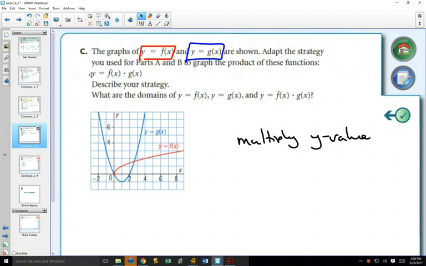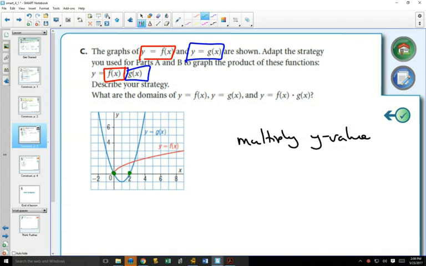0. 0 for either one, right? So if the red graph is 0, 0 times anything will be 0. And if the blue graph is 0, anything times 0 is 0. So as far as drawing our new graph, here is where the red graph, well, and the blue graph is 0. That's going to be 0. Here's where the blue graph is 0. That's going to be 0. Okay? So any place where one of them is 0, it's going to be easy to multiply.